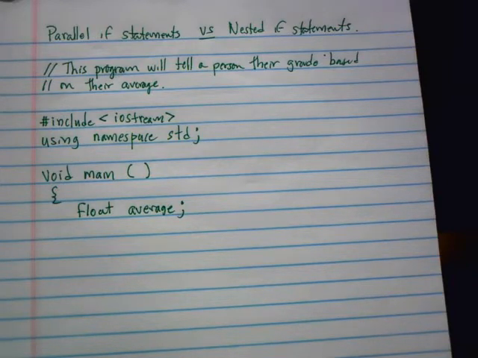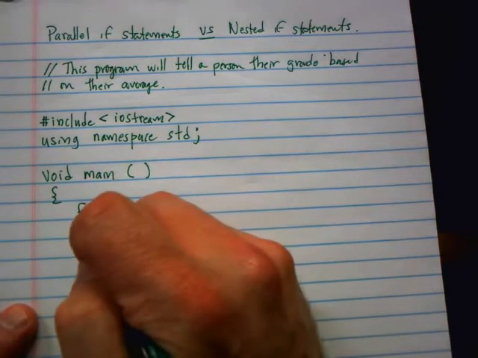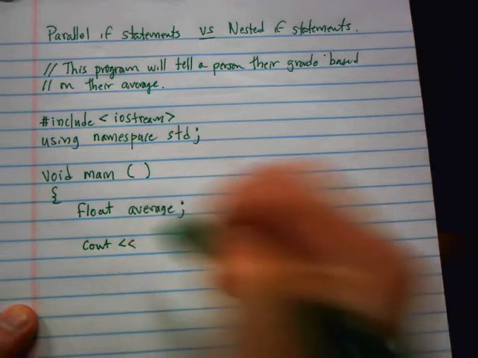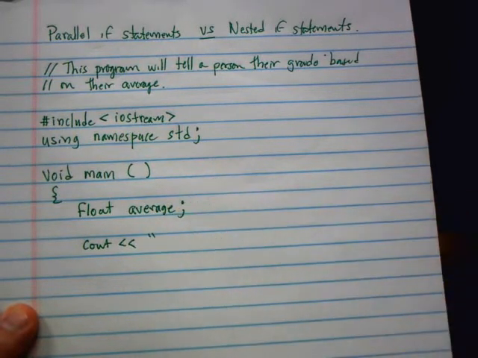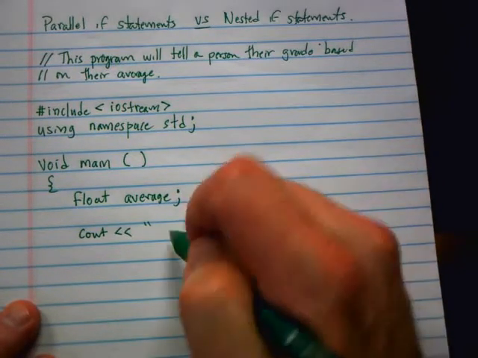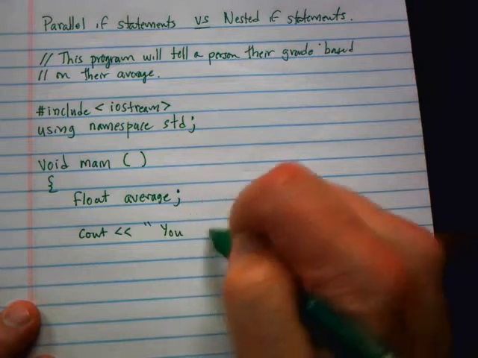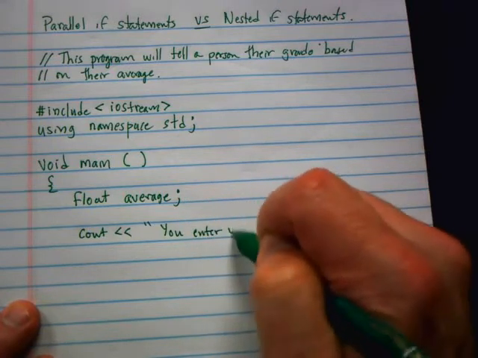So you write cout, and then you would put the two less-than signs. Then you would put quotes and write the directions. So, enter your average. And then you would tell them how much.